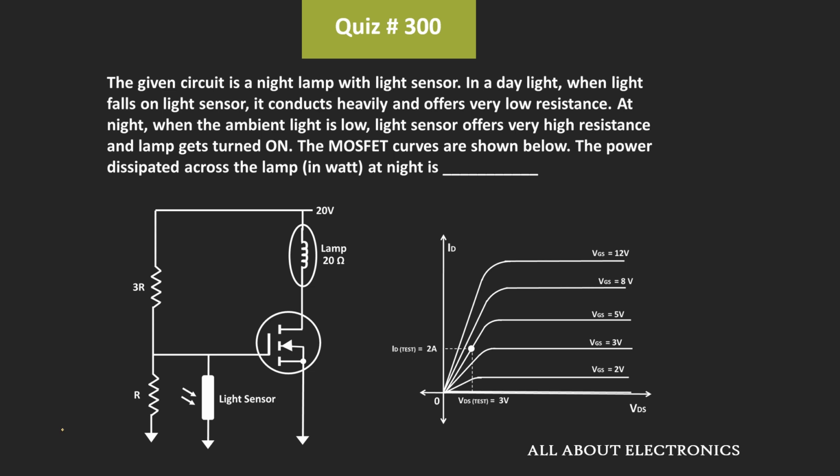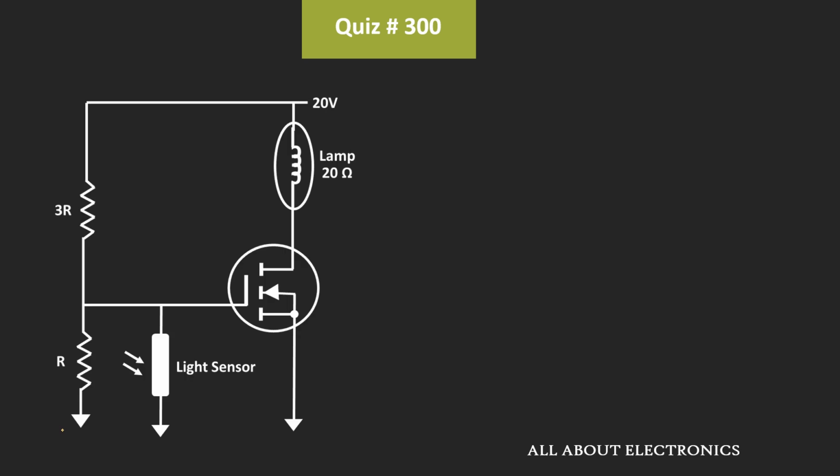So in this question, we have been given this night lamp circuit, and for the given circuit, we have been asked to find the power which is getting dissipated across the lamp. So first of all, let us understand the working of the given circuit.